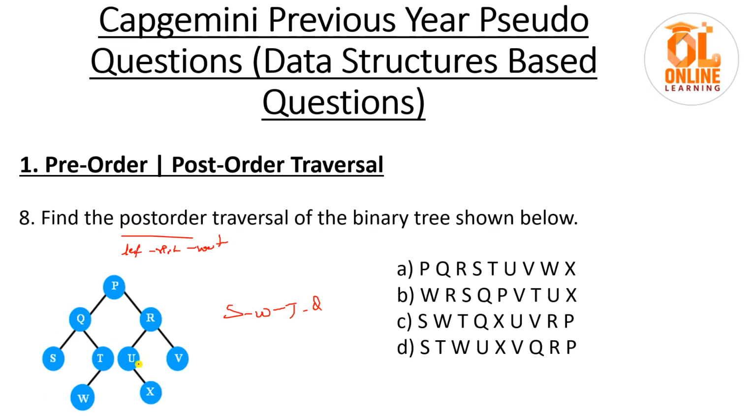And here left part is done, in the right part S, U left is not there, so this is null. And here X will be visited, then U, left part is done, and the right part V will be visited. After that R will be visited, left and right both are done, P will be visited. S W T Q X U V R T. So option C is the right answer for this.